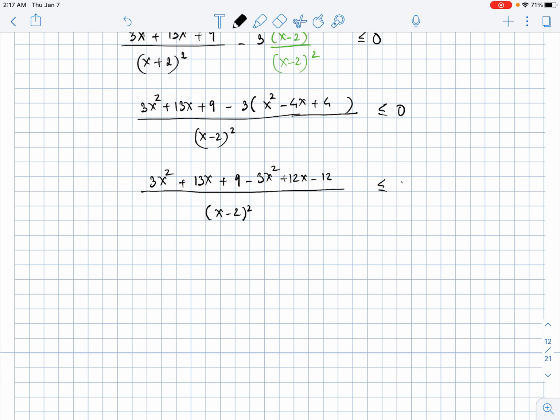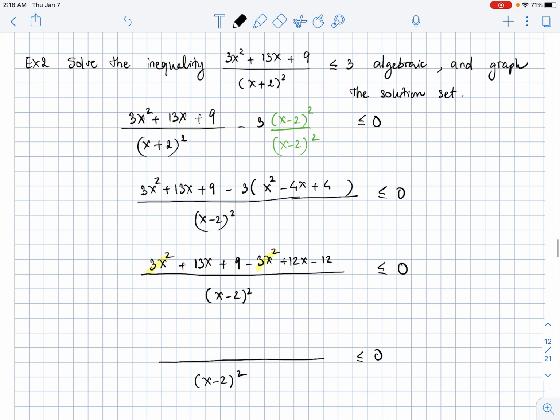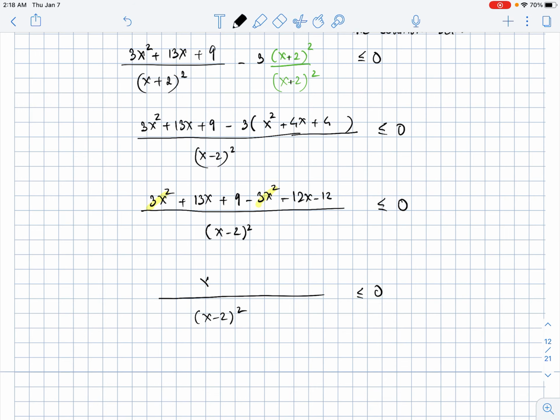So we simplify the top. We will cancel the 3x squared and the 3x squared. The problem is x plus 2, not x minus 2, so when we expand this, that will be x squared plus 4x plus 4. When we distribute the 3, we will have everything minus. And to simplify the x, we will get 1x minus 3.